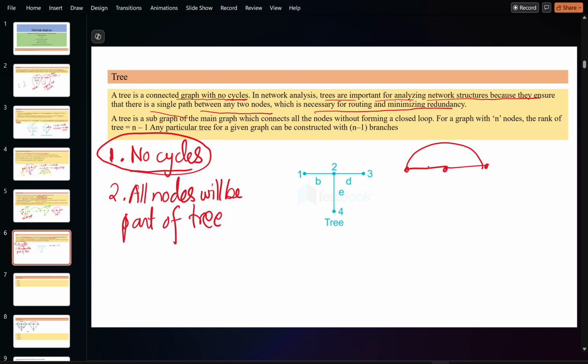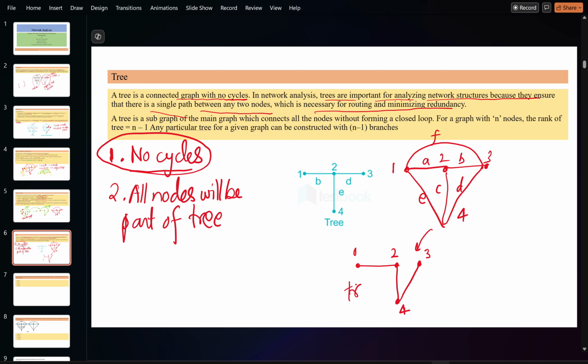Suppose I'm taking this example: nodes 1, 2, 3, 4, and branches A, B, C, D, E, F. This is an undirected graph because I have not given the direction or orientation of the current inside the branches. Now if I take some of the edges, suppose I'm taking these edges, there is no cycle formation, but all the nodes 1, 2, 3, 4 are there. So this is a kind of tree.